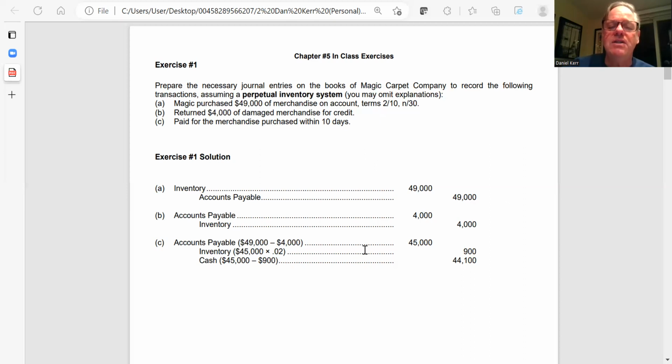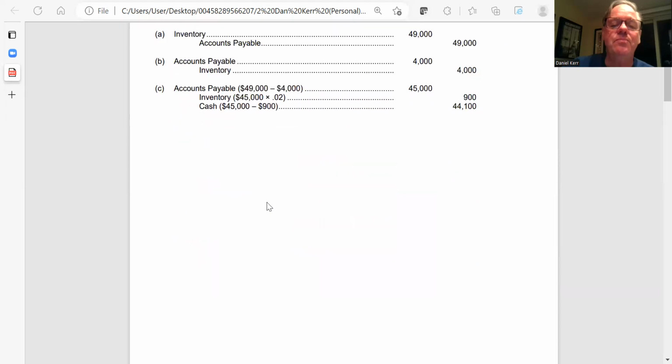2% of $45,000 gives you the $900. So the amount that you're actually going to have to pay is not $45,000, it's $44,100. The $900 discount actually reduced the cost of the inventory. So under a perpetual system, when you have a purchase discount, you actually reduce the amount of the inventory. Right? So there's your 3 transactions.